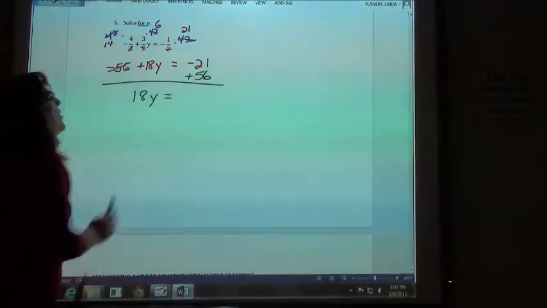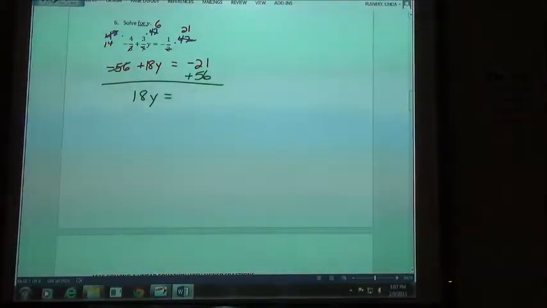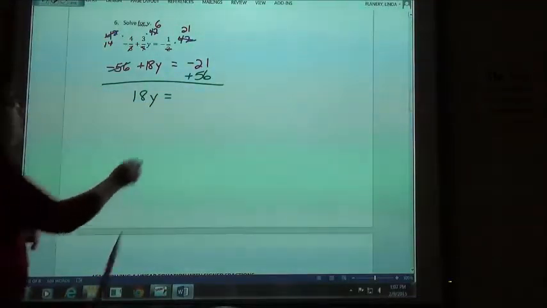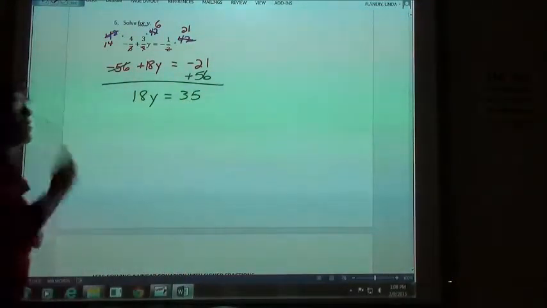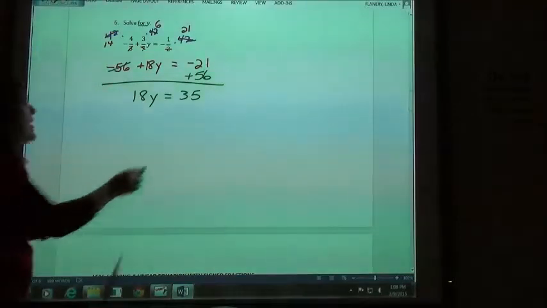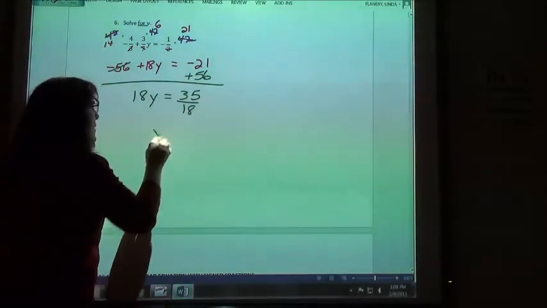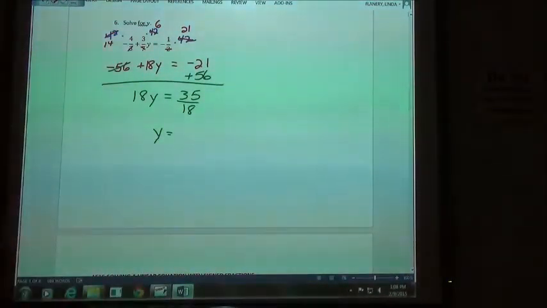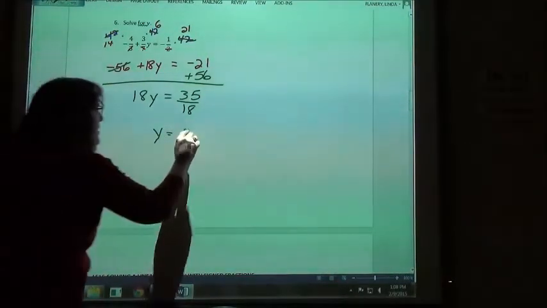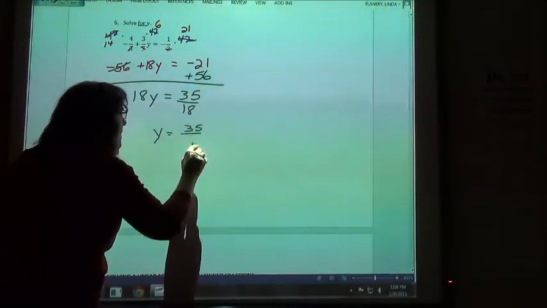18y is then going to equal negative 21 plus 56. 35. And then we're going to divide by that 18. Let's see, 7 and 5, neither of those go into 18, so I'm going to say that one probably can't be reduced, right?